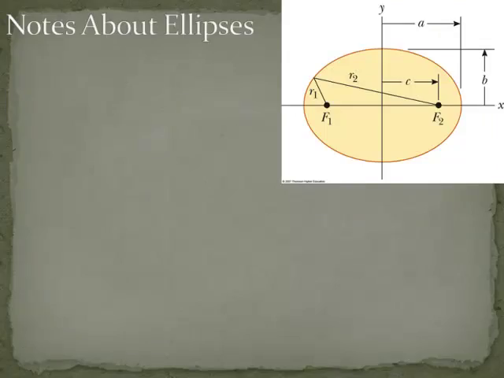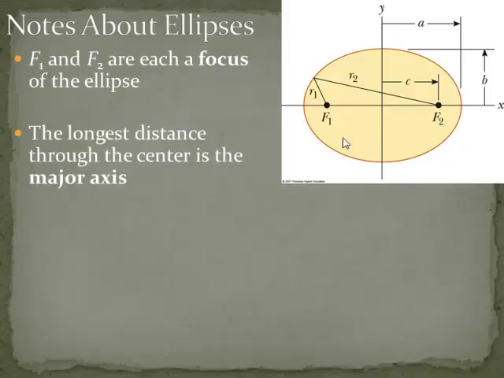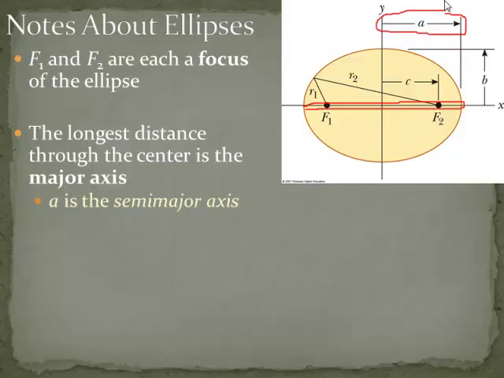Here's a couple pieces of information about ellipses. We have our two foci, and the longest distance through the center is called the major axis, so that would be this whole thing right here, and then half of that is A, or the semi-major axis, and that's the thing that I told you on the previous slide you want to use instead of r for elliptical orbits.